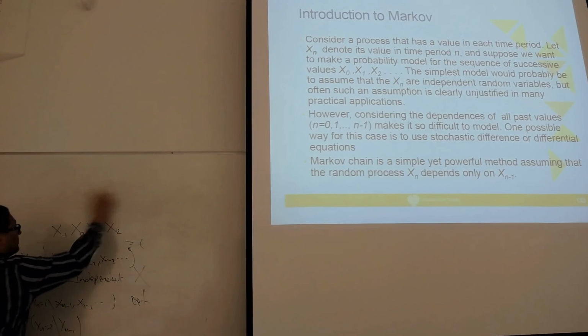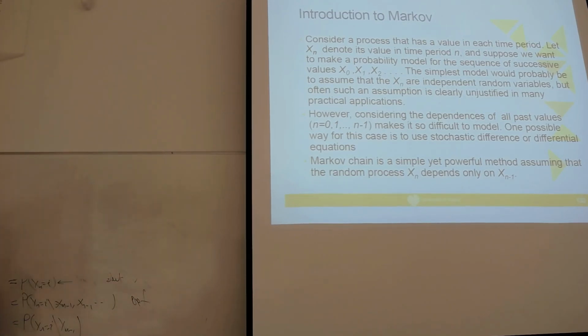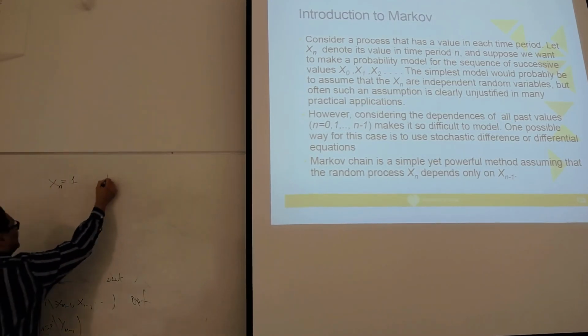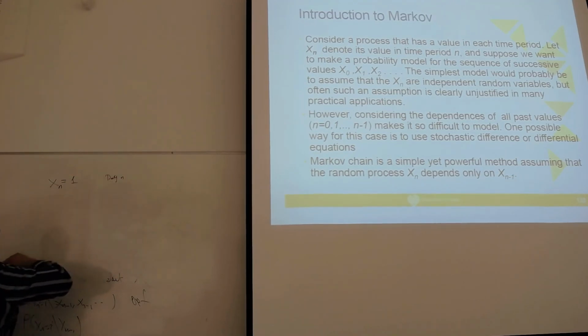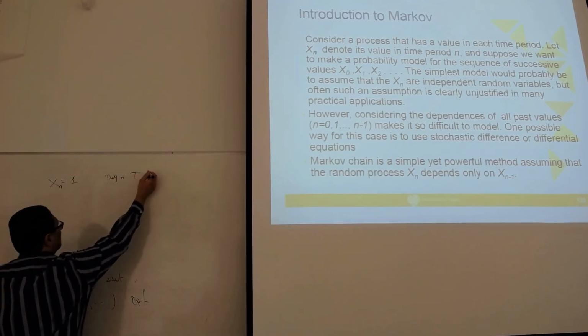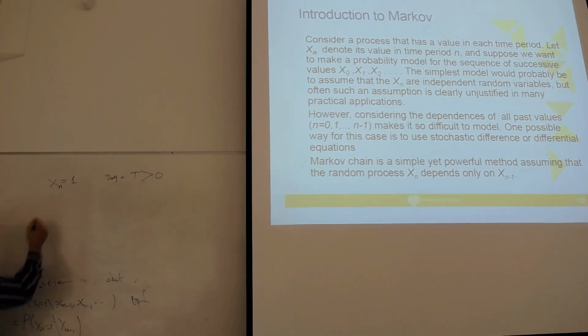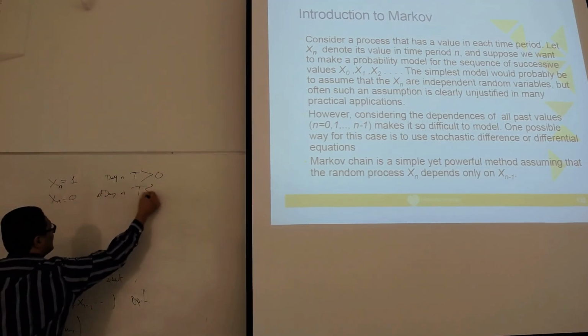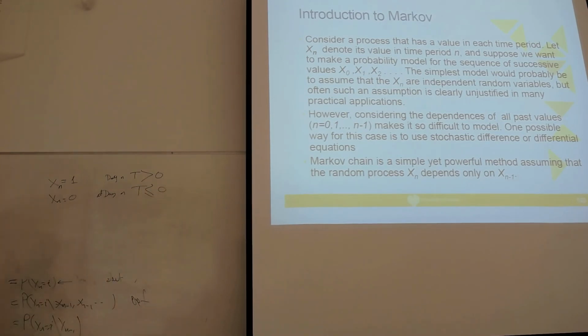Okay? And if we take this example of the temperature in Vaasa, we said that if xn equal to 1, it means that at day n, day number n, the temperature will be, let's say, greater than 0. And if xn equal to 0, it means that at day n, the temperature will be less than or equal to 0. Now, how to study this? We can draw state 0 and state 1.